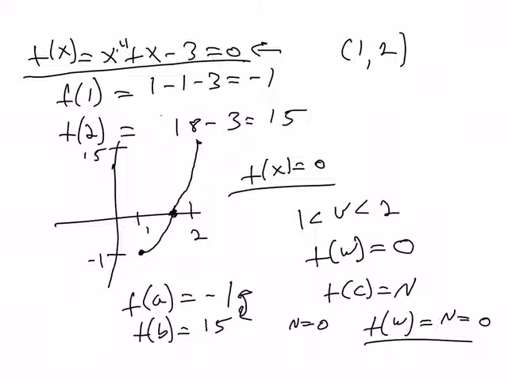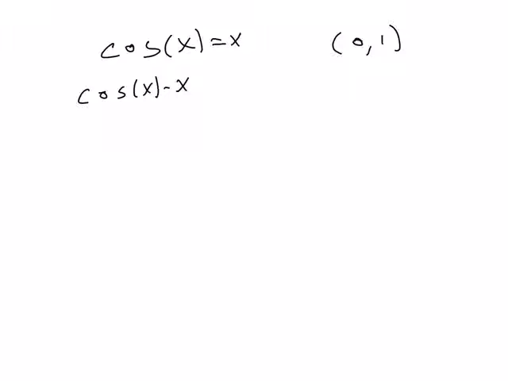Let's look at problem 49, which says we want to show that there's a point where cosine of x is equal to x, right? That's what we're trying to show, that there is a point that gives us the equation in the interval 0, 1. So this is the same as asking, is there a point where cosine x minus x is equal to 0?